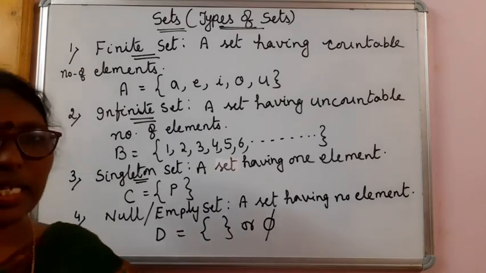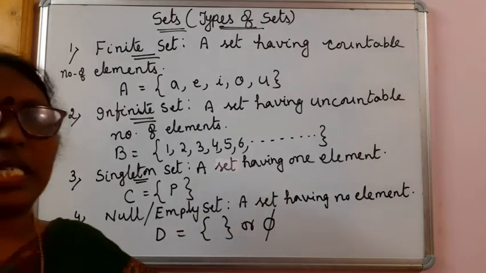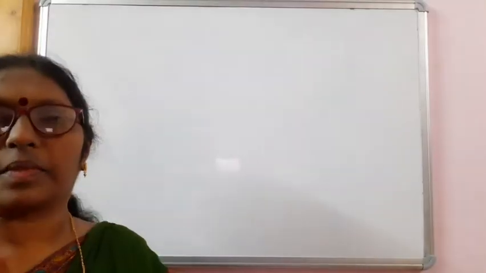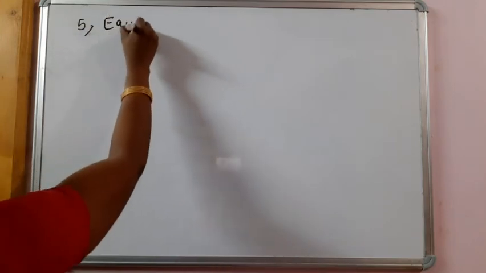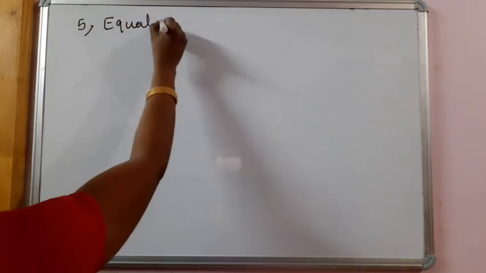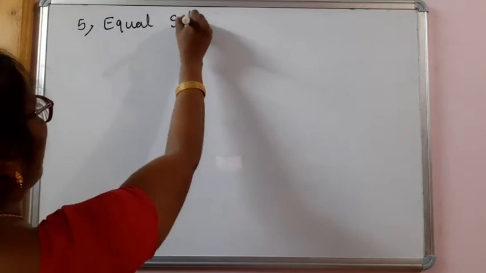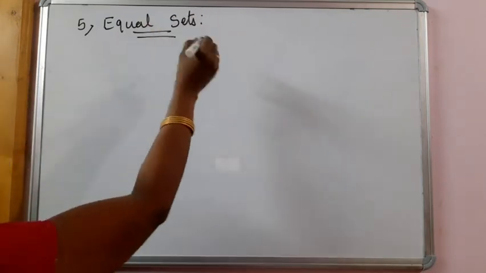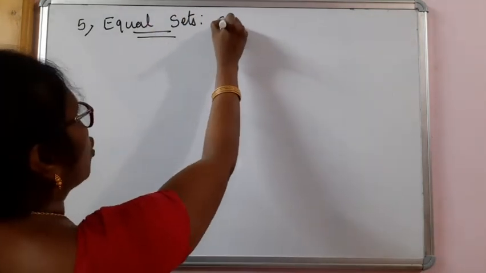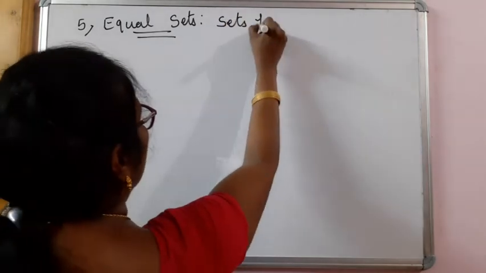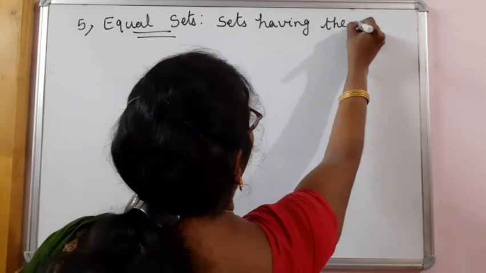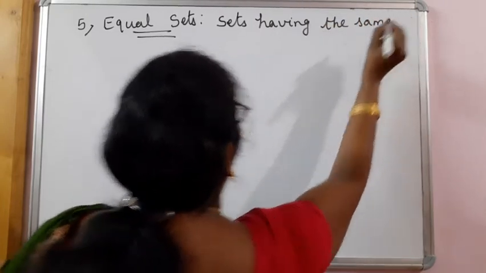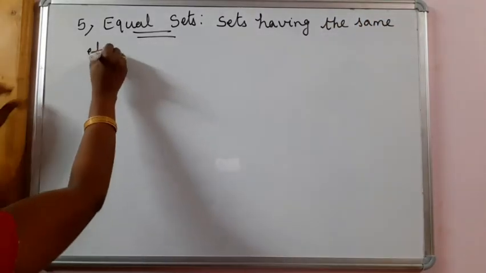Okay. Now let us go into learn about some more types of sets. So let me explain you what are equal sets. Sets having the same elements are said to be equal sets. Two or more sets having the same elements are said to be equal sets.